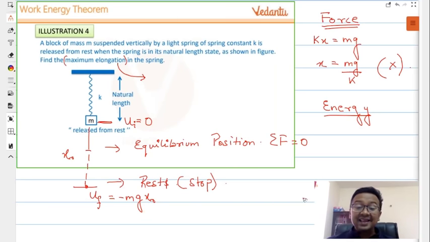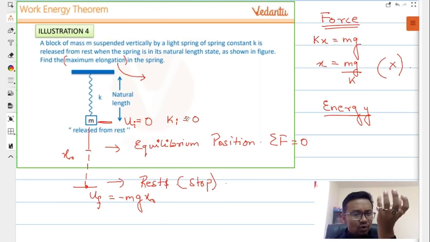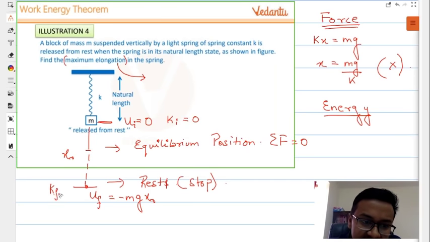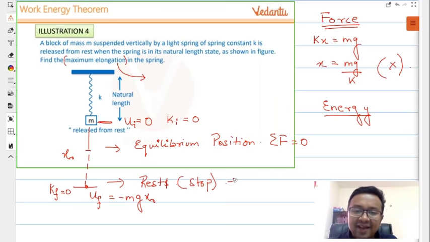Then students, here initially the kinetic energy is equal to what? Initially it is going to be at rest. It is not having any motion. I'm just holding it at rest, and due to the gravitational force, it is going to go down. So the initial kinetic energy is zero, and finally when it stops at this point, the final kinetic energy is also zero.